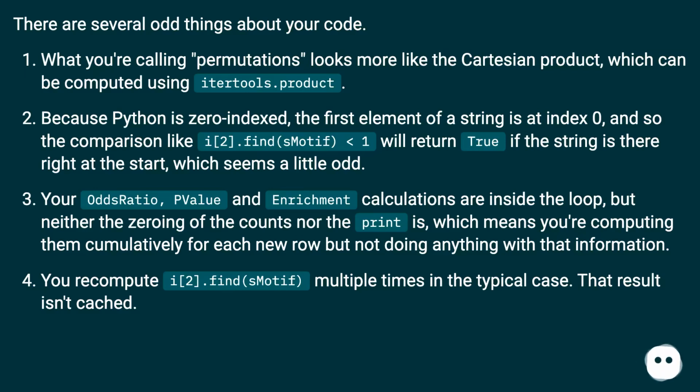Your odds ratio, p-value and enrichment calculations are inside the loop, but neither the zeroing of the counts nor the print is, which means you are computing them cumulatively for each new row but not doing anything with that information. You recompute l2.find(smotif) multiple times in the typical case. That result isn't cached.